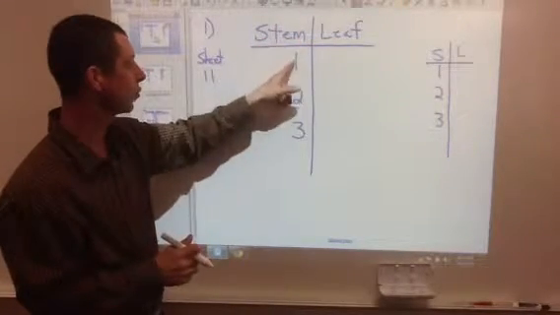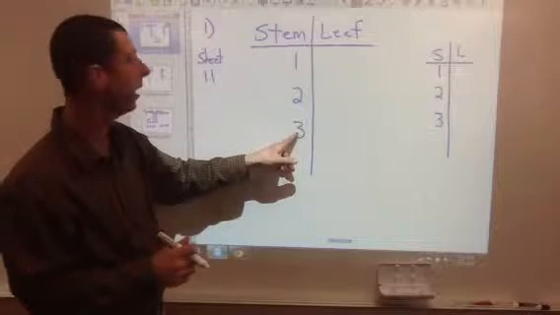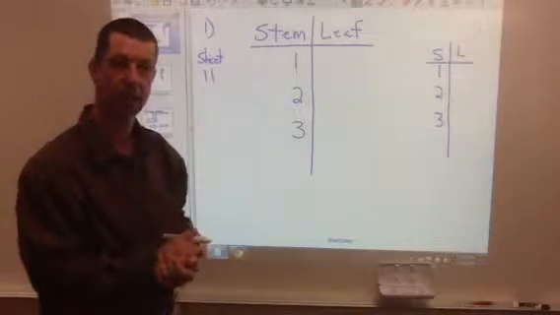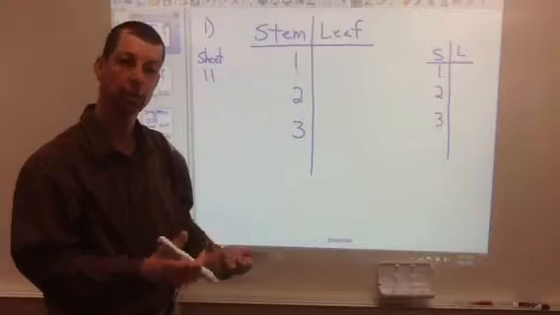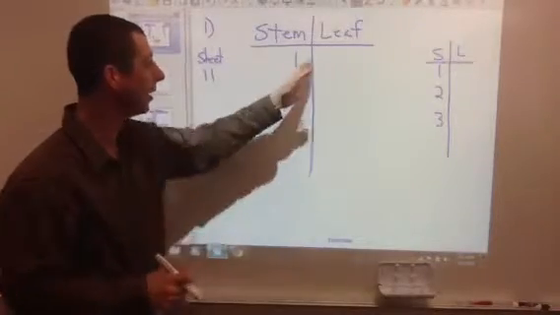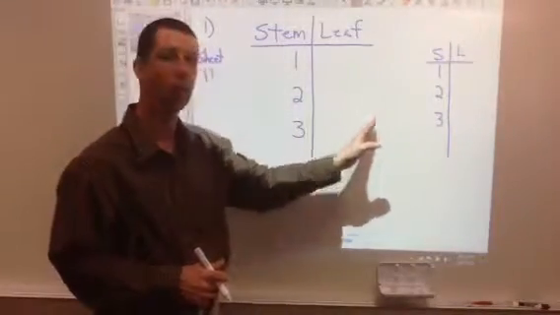Here are the stems, 1, 2, 3. Those are going to be the digits that are in the tens place. These are all 2-digit numbers, okay? And the leaves are going to be the digits that are in the ones place.